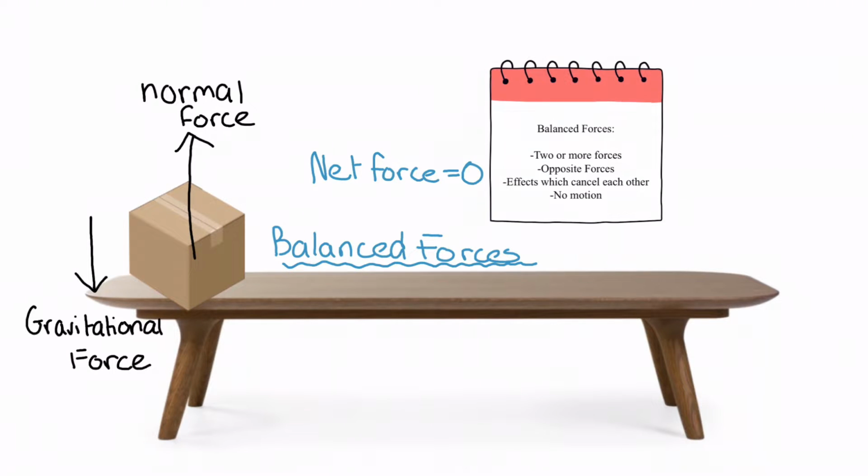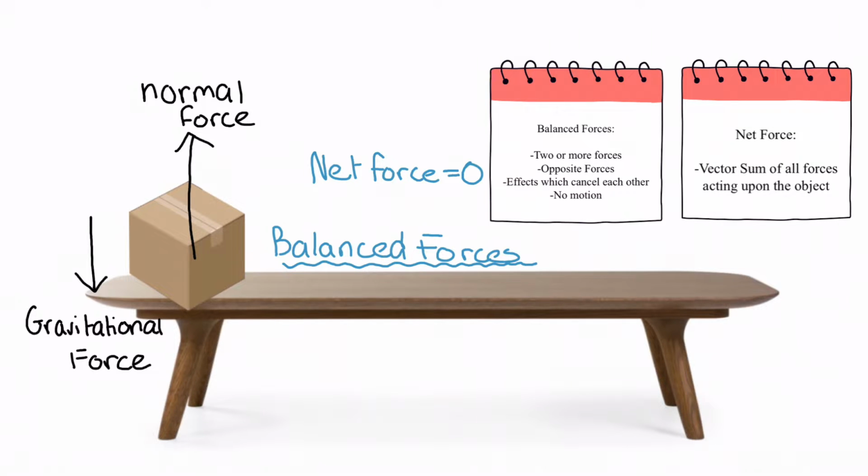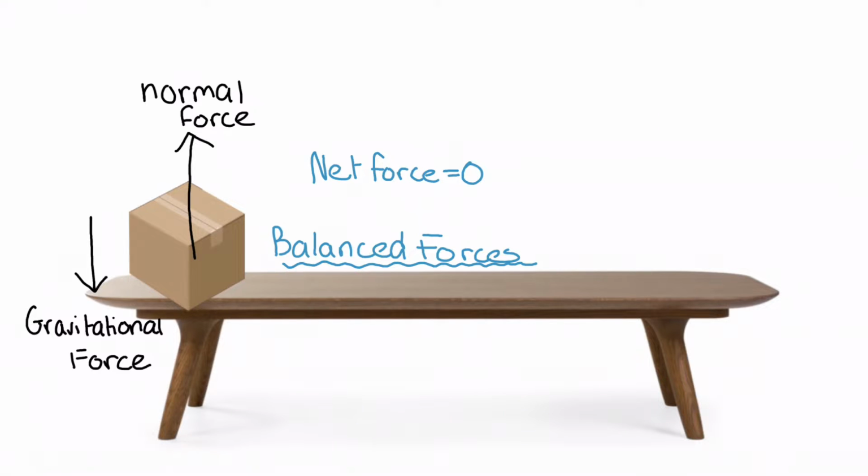Balanced forces are when two or more opposite forces have effects which cancel each other and don't cause change in an object's motion. A net force can be defined as the vector sum of all the forces acting upon the object. In order for an object to move, the net force must be greater than zero.